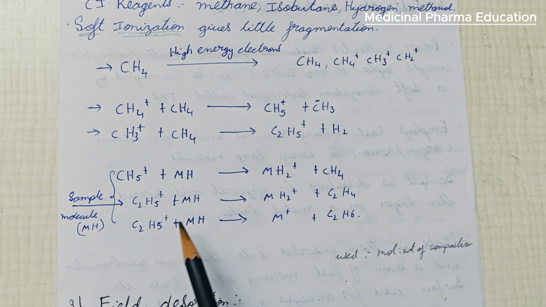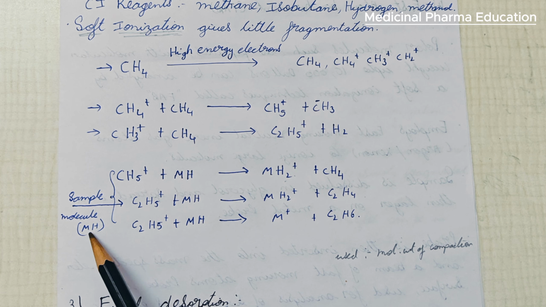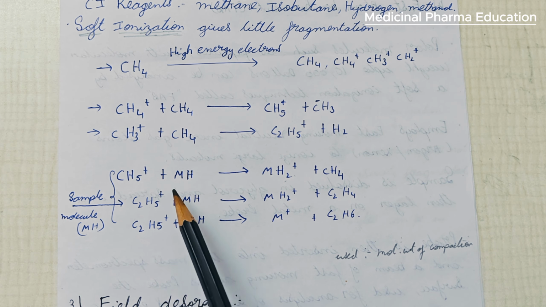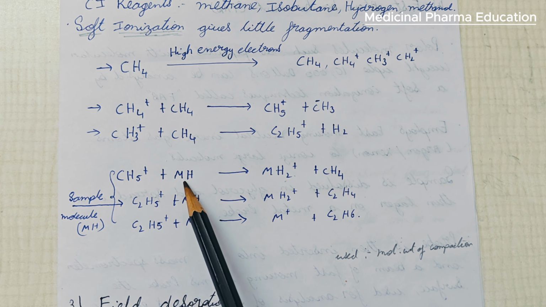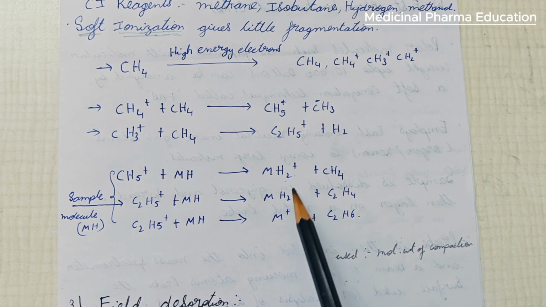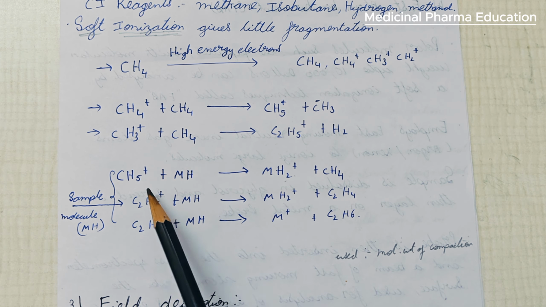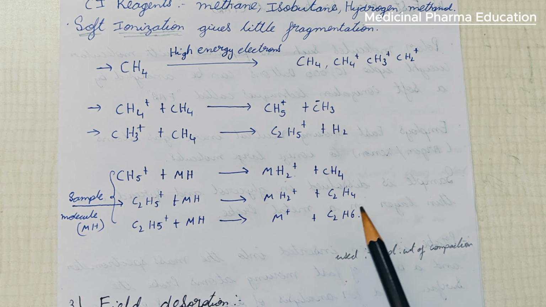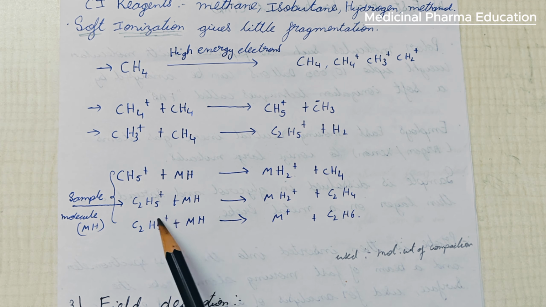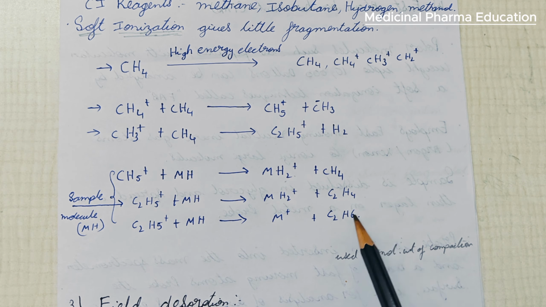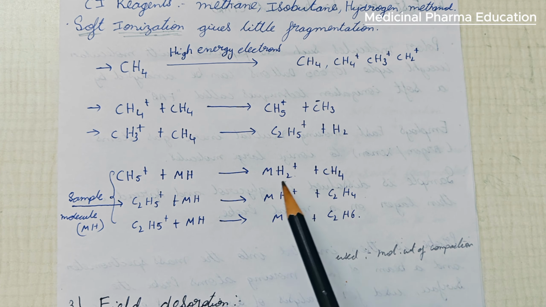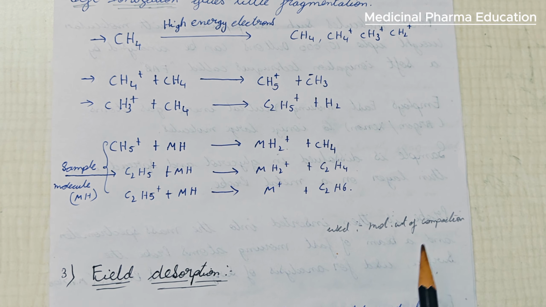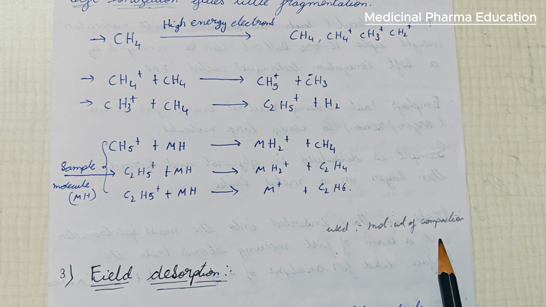When they react with the sample molecule M, they take electrons from the sample to form positive charges, giving MH2 plus and M plus. Here we use the same reagent, but the number of hydrogens is different. This is the way we convert the sample to positive ions. It is mainly used to determine the molecular weight of a compound.